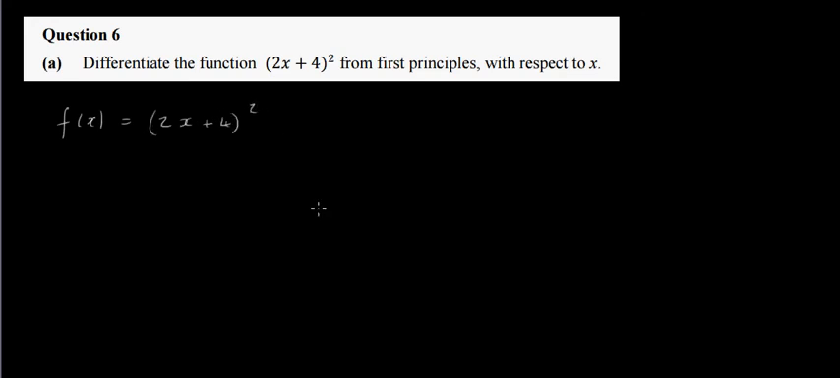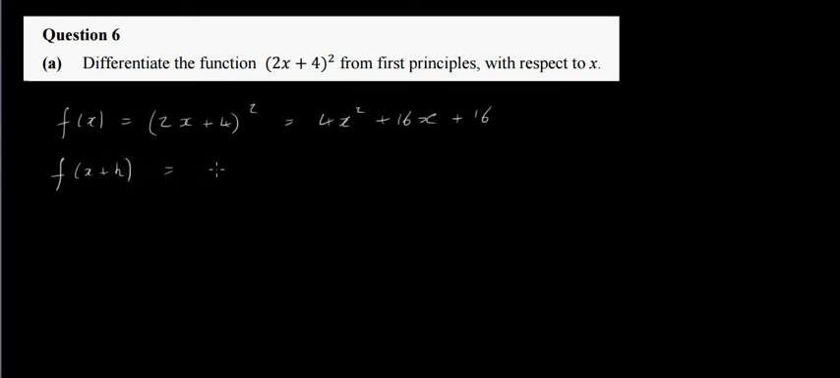Well, the first thing we do, actually what I'm going to do is multiply this out first. That'll give me 4x squared plus 16x plus 16. Let me just double check, 2 2 is 4x squared, yes, that's okay. Now we're going to add an h here, so we're going to do f of x plus h.